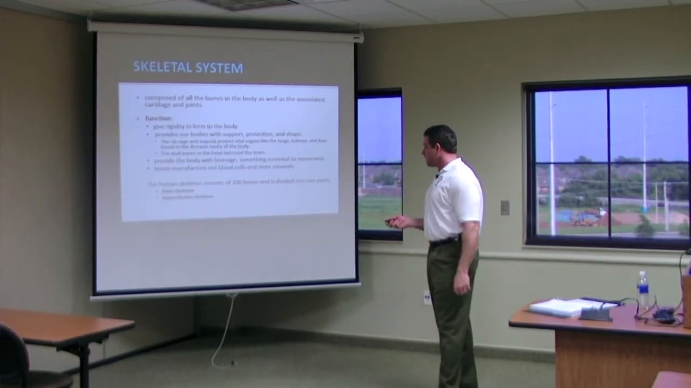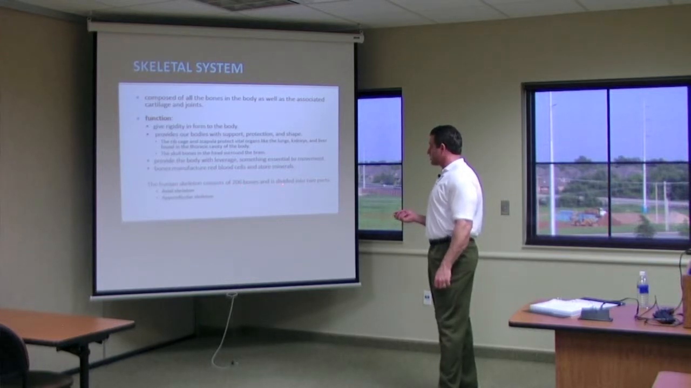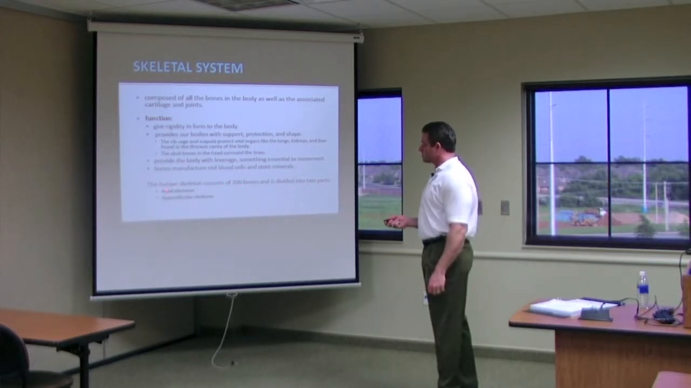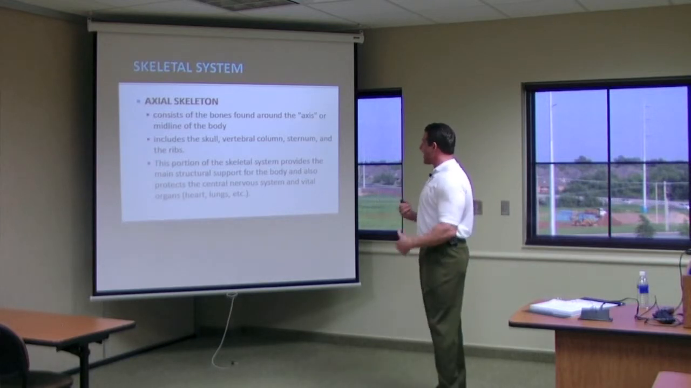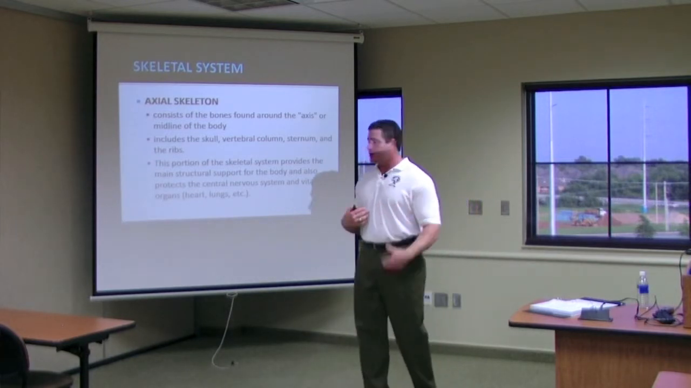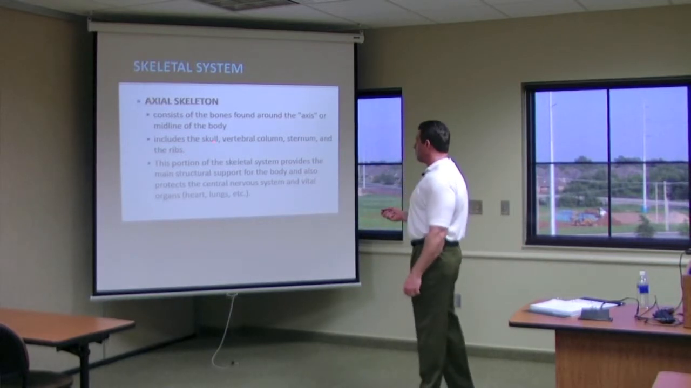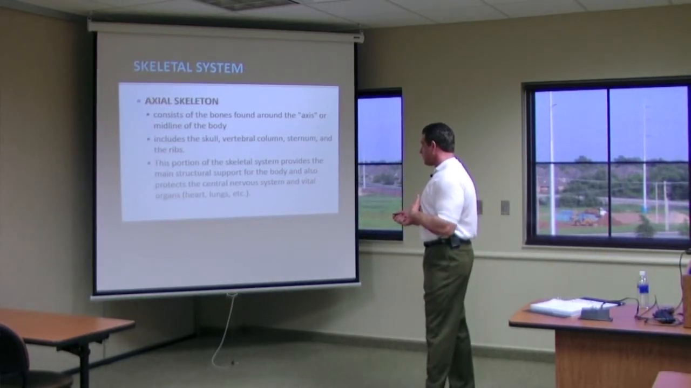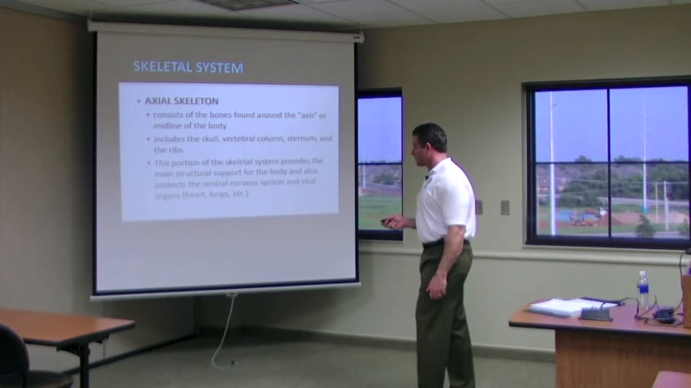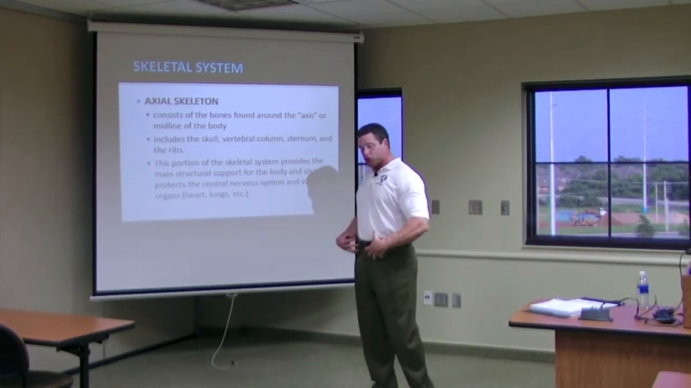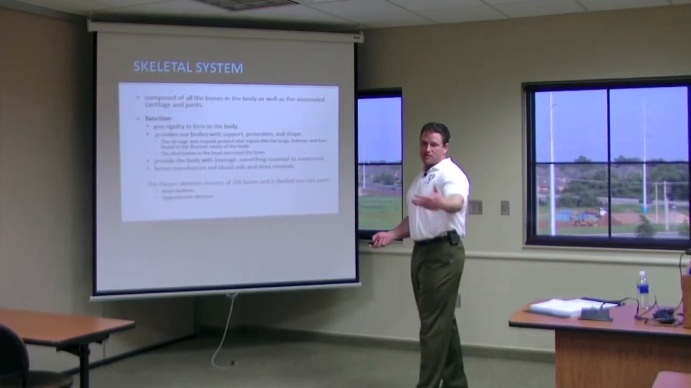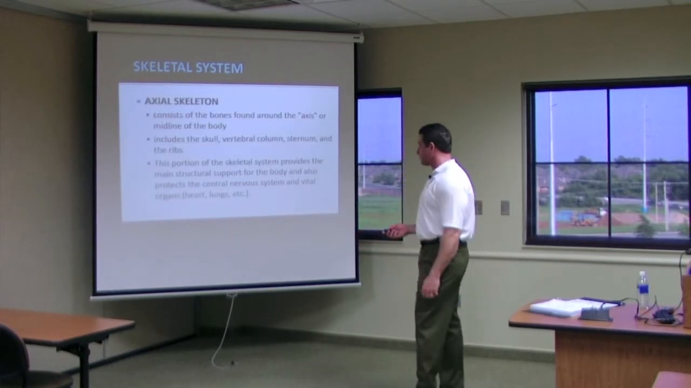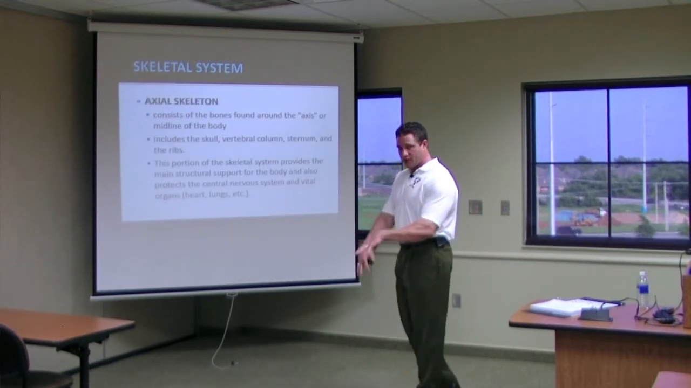The human skeleton consists of 206 bones and is divided into two parts: your axial skeleton versus your appendicular skeleton. Next page, we're going to see that the axial skeleton consists of the bones found around the axis or midline of the body. It's kind of your trunk. That would include your skull, your vertebral column, your sternum, and your ribs. So that's basically all your trunk skeletal bones. Versus your appendicular, think appendages, anything like your arm bones, your leg bones, and anything extending off, your fingers, your toes, and so forth.